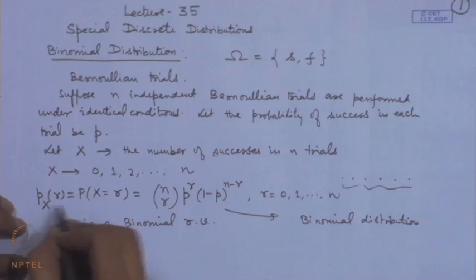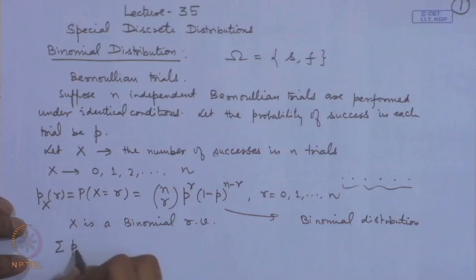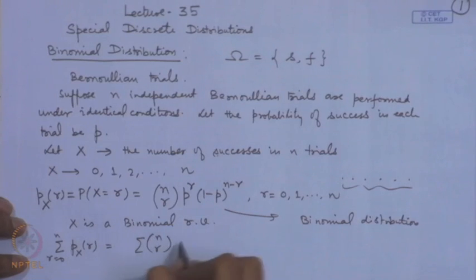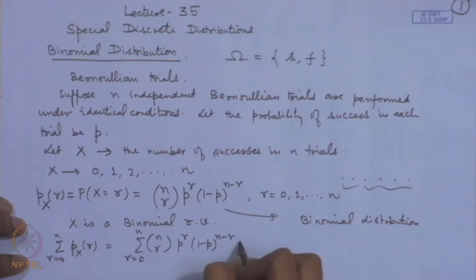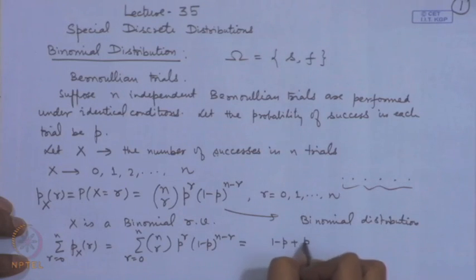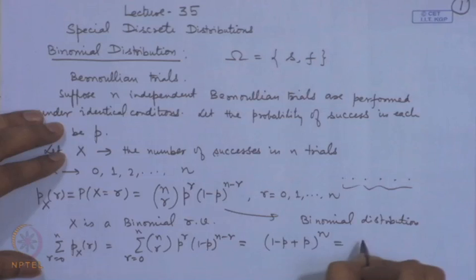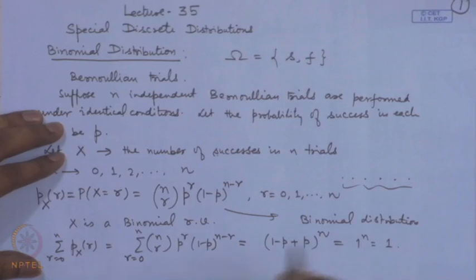Actually, in order to evaluate that, suppose we consider the sum of these probabilities, then that is equal to the sum of nCr p to the power r, 1 minus p to the power n minus r, for r equal to 0 to n. Then this is nothing but the sum of 1 minus p plus p to the power n, and therefore, this can be considered as 1 to the power n, that is equal to 1.